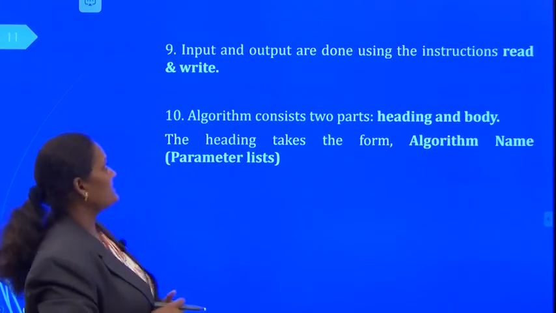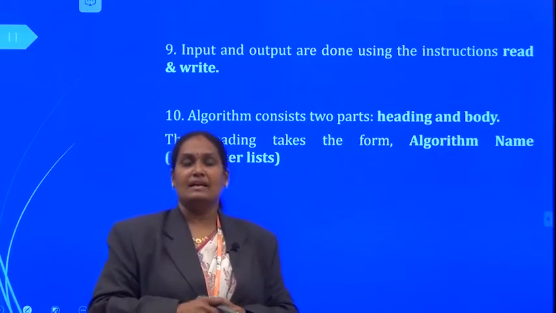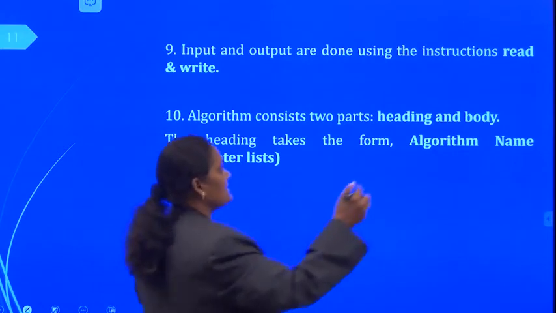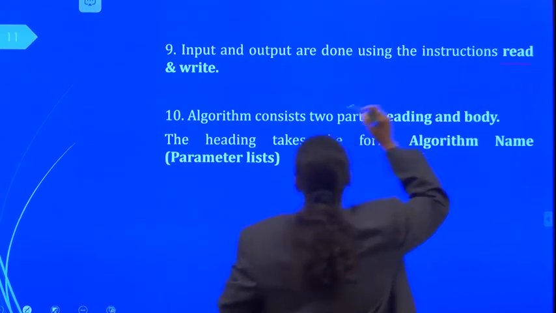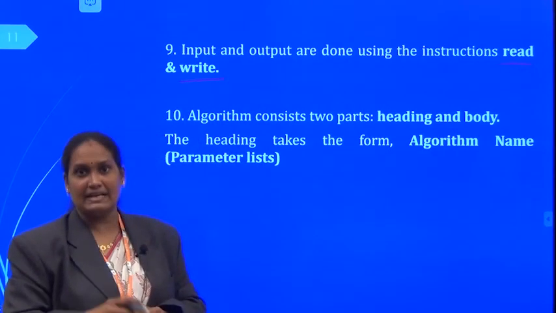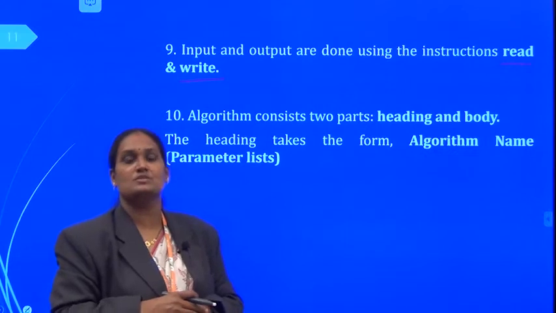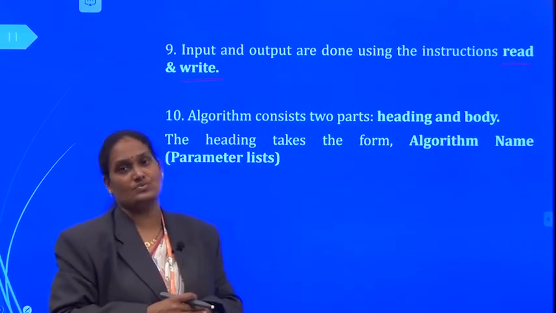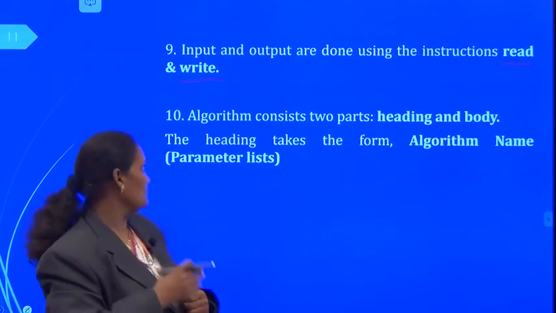Let us see the next one, input and output. In case of pseudocode, the input and output can be represented by using the instructions read and write. Read is the instruction which is used to represent input. Write is the instruction which is used for the representation of output.